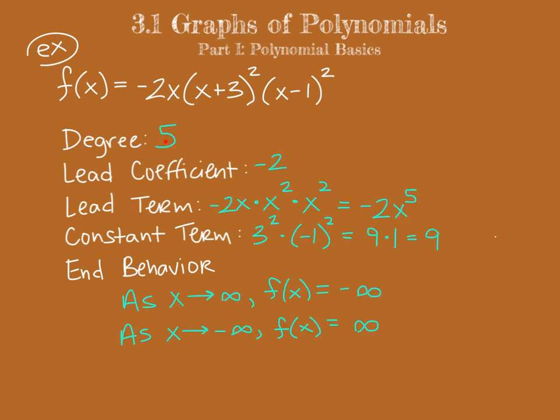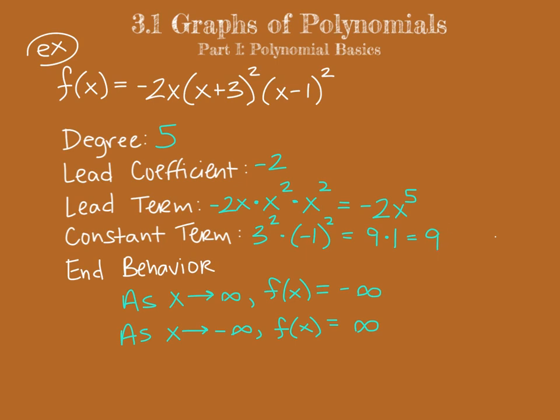Our degree is 5 because we did 1 plus 2 plus 2. Our leading term, I'll start here. We do all the leading terms, so negative 2x times 1x squared times another 1x squared gives us negative 2x to the 5th. Therefore, our lead coefficient is negative 2. Our constant term, this is one we haven't discussed. It's basically the same as finding the leading term. You take all the constants, so 3 squared times negative 1 squared.